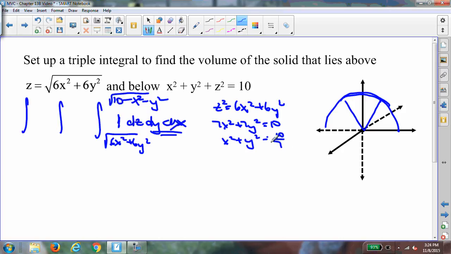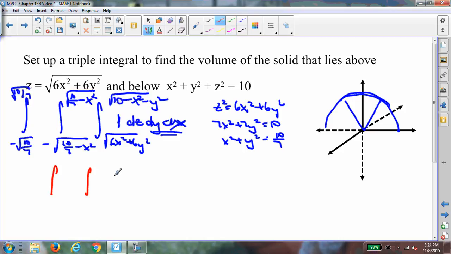So my bounds for y would be from negative square root of 10 sevenths minus x squared to the positive square root of 10 sevenths minus x squared. And x would go from negative square root of 10 sevenths to 10 sevenths. So that would be in rectangular. Now let's change it to cylindrical.